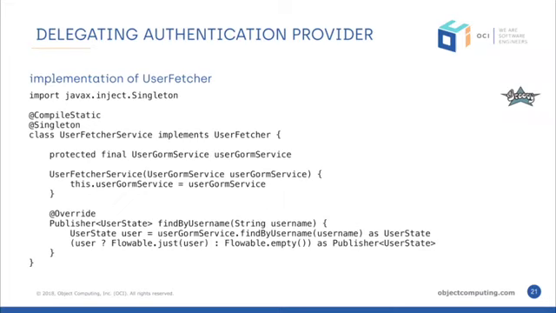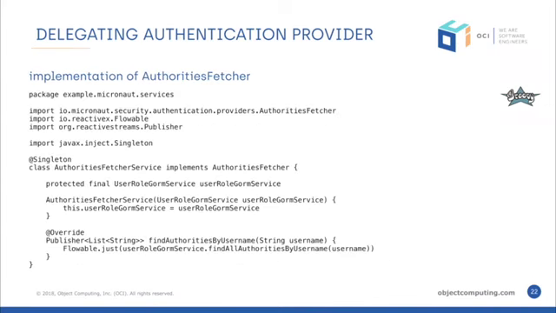The findByUsername of UserGormService returns a UserState here, so I don't need to do anything special. So the first step in order to use a delegating authentication provider is to create a bean of type UserFetcher. This bean is responsible for fetching the user from the persistence layer that you are using.